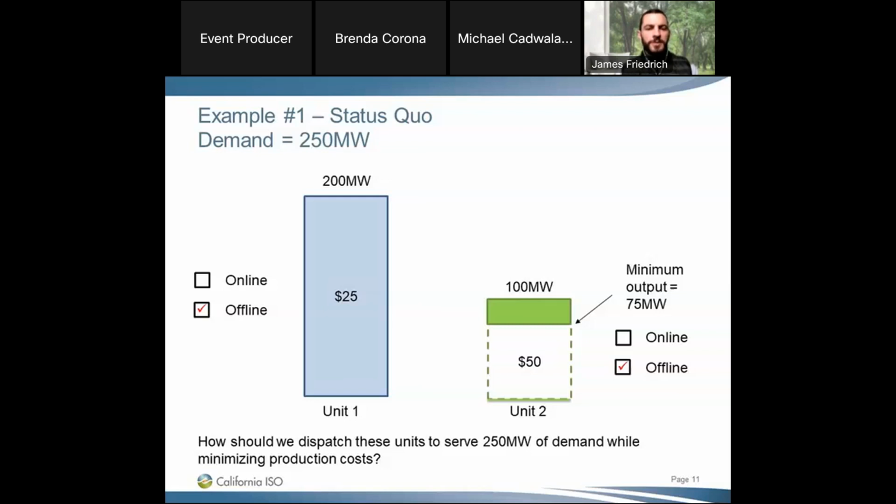We're trying to solve for 250 megawatts of demand. Unit 2, as I mentioned, is throughout these examples going to have a minimum output of 75 megawatts. The incremental cost of energy for unit 1 is $25, and the incremental cost of energy for unit 2 is $50. In this example, there's no commitment cost, so we're only thinking about incremental costs. The market operator asks itself, how should we dispatch these units to serve 250 megawatts of demand while minimizing the production costs? So if you move to the next slide.